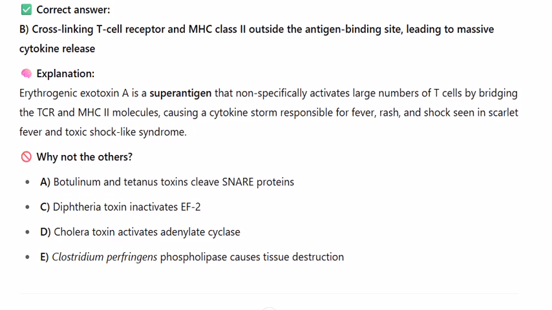A. Botulinum and tetanus toxins cleave SNARE proteins. C. Diphtheria toxin inactivates EF-2. D. Cholera toxin activates adenylate cyclase. E. Clostridium perfringens phospholipase causes tissue destruction.